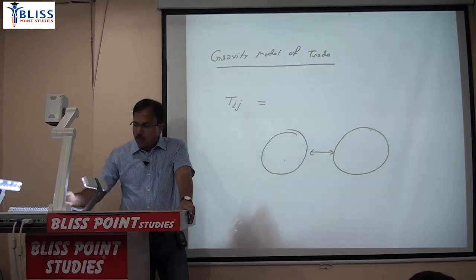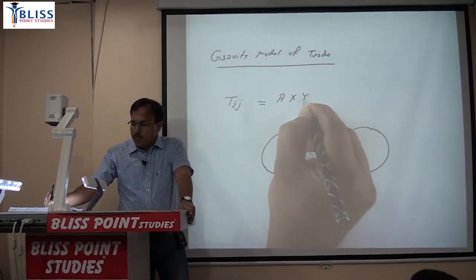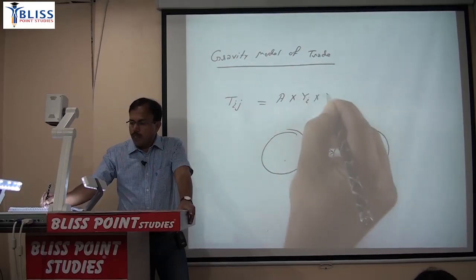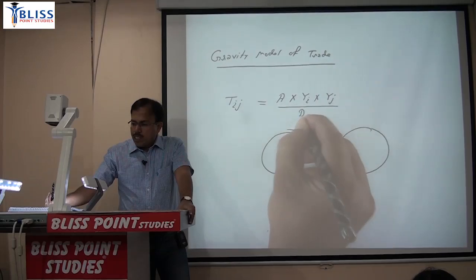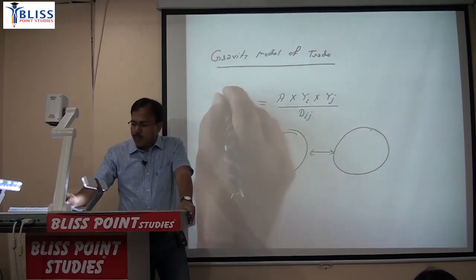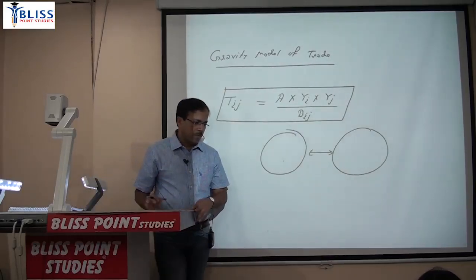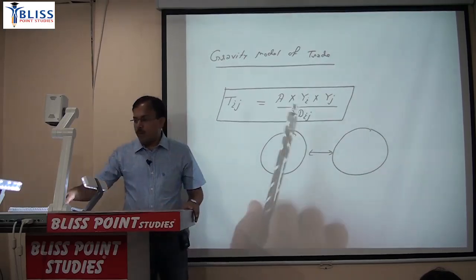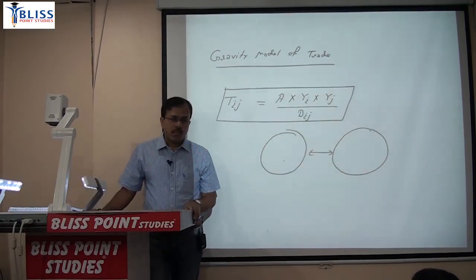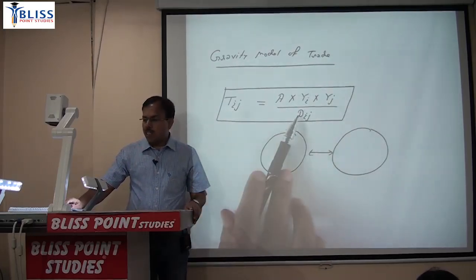So just एक relationship याद रखेंगे: A is a constant term, Y stands for GDP, so GDP of country I, this is GDP of country J, and upon distance between country I and country J. Trade between two countries depends upon their GDP as well as their distance. As the size of GDP increases, the value of trade will increase.